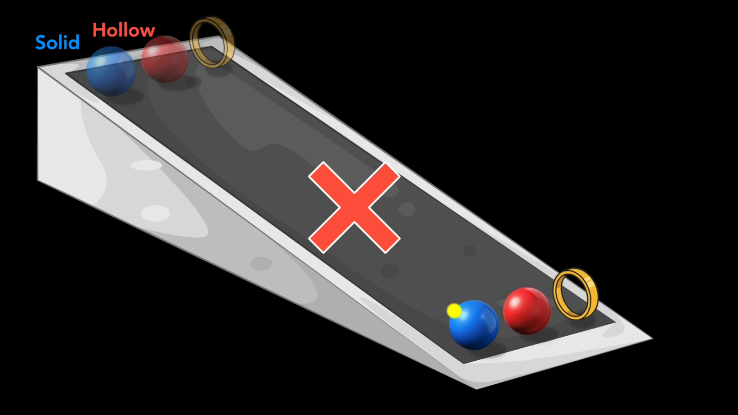But that is wrong. Why? Because they're not just moving forward. It's not just a translatory motion. They're also spinning as they go forward. And that makes things a little bit more interesting. So let's see how to tackle this problem and which of the three actually reaches the ground first.